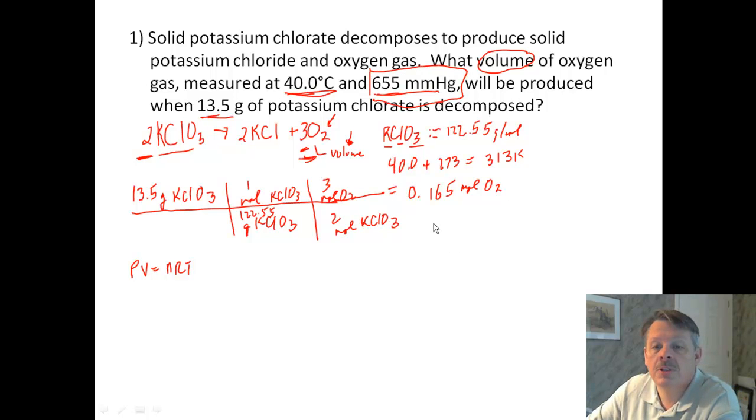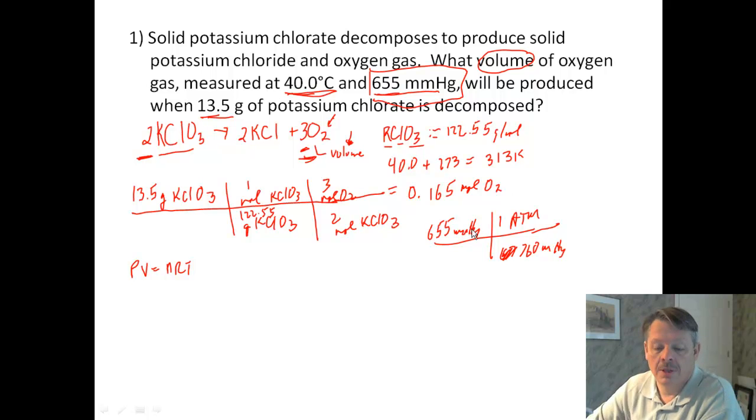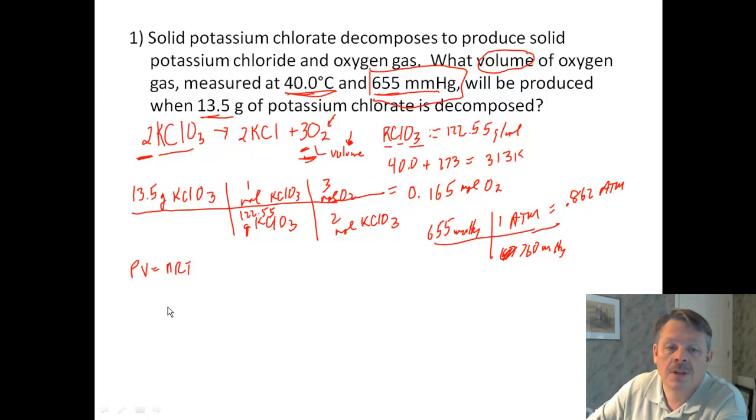So let's convert that to atmospheres. 655 millimeters of mercury. It's almost 1 full atmosphere. No, it's not. 760 millimeters of mercury is 1 atmosphere. We want the thing in atmospheres, so when we go and do this division, we get 0.862 atmospheres.